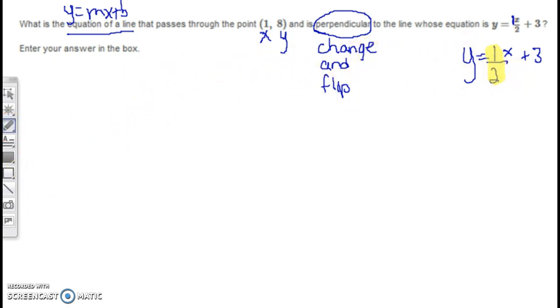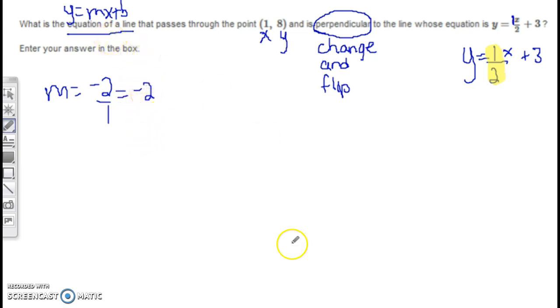For my new line, I want the perpendicular slope. So I need to change the sign and make it negative, and I need to flip it. Now, -2/1 is the exact same thing as -2. So my new slope is going to be -2.